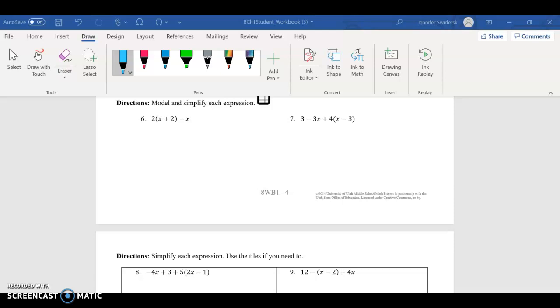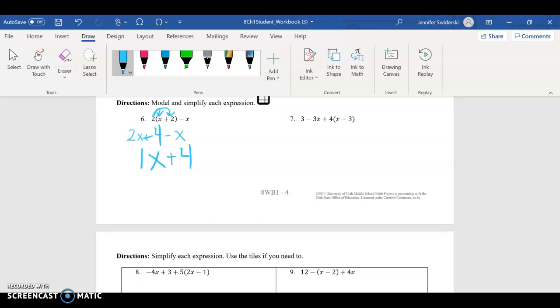So let's go ahead and distribute. We have parentheses here. 2 times x will give me 2x. 2 times 2 will give me 4. Bring down that minus x. Order of operations, combine like terms. 2x minus x is going to give me 1x or just x. Bring down that plus 4.